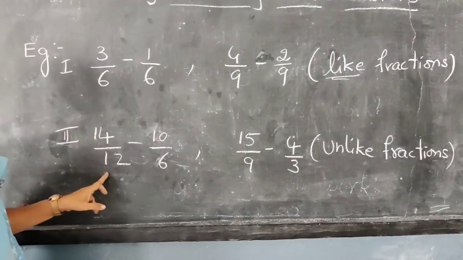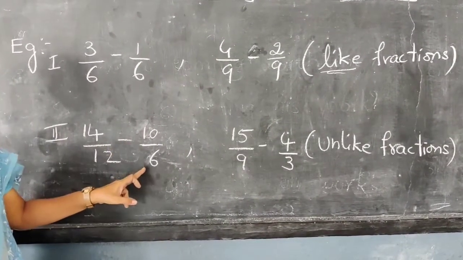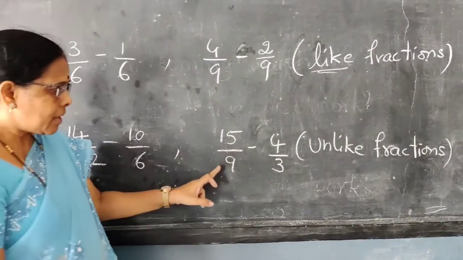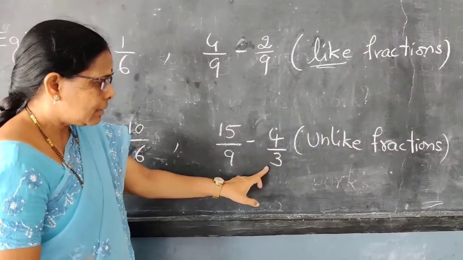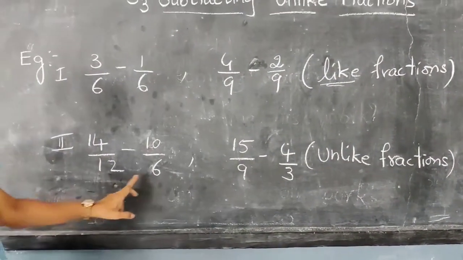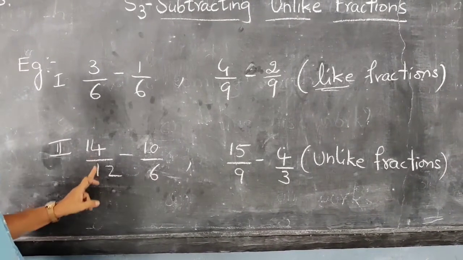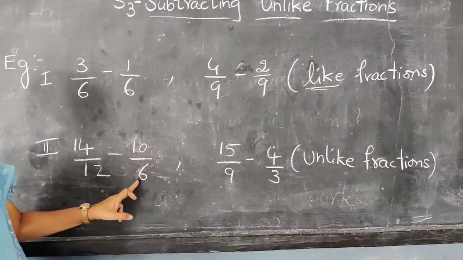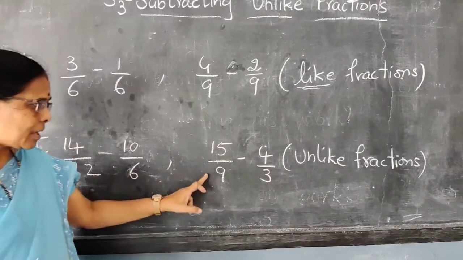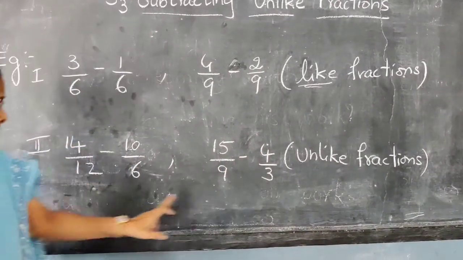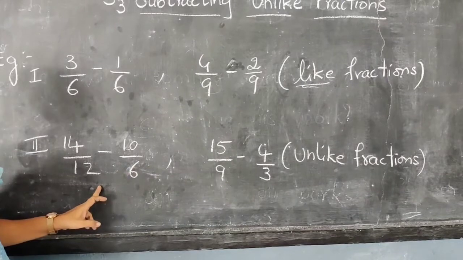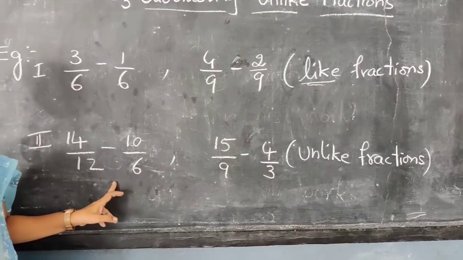Okay. Next, second example. 14 by 12 minus 10 by 6. Here 15 by 9 minus 4 by 3. Children, in this type of fraction the denominators are different. Here 14 by 12 minus 10 by 6. Here 15 by 9 minus 4 by 3. Such type of fractions are called unlike fractions.